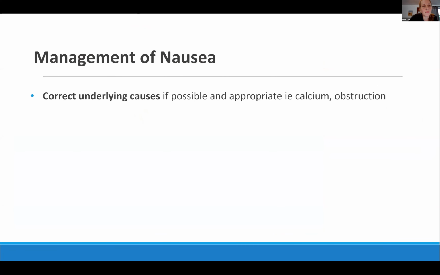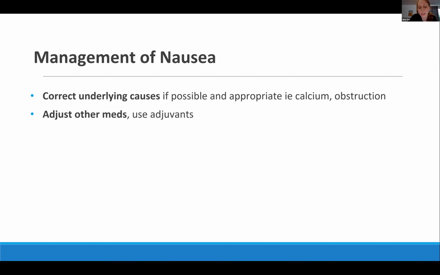When we think of managing nausea, we need to correct the underlying causes if possible and appropriate. For example, if the patient has issues with their calcium levels or they are presenting with an obstruction in their bowels, it's really important that we correct any underlying causes. Because if we don't, the patient will continue with nausea despite being medicated.